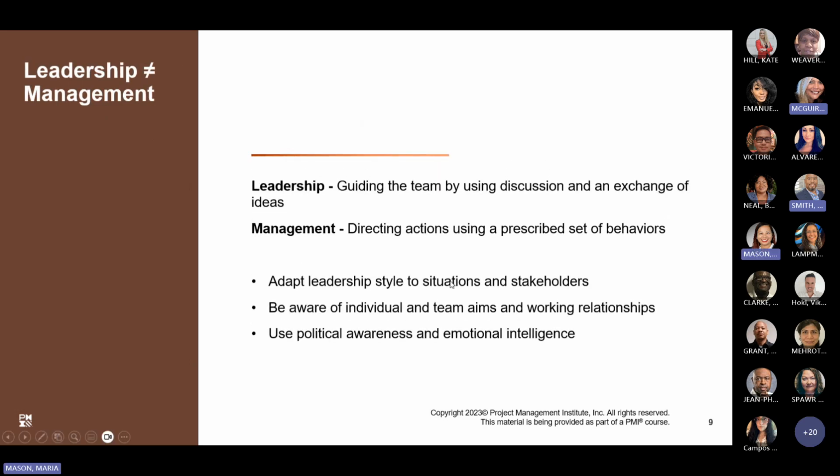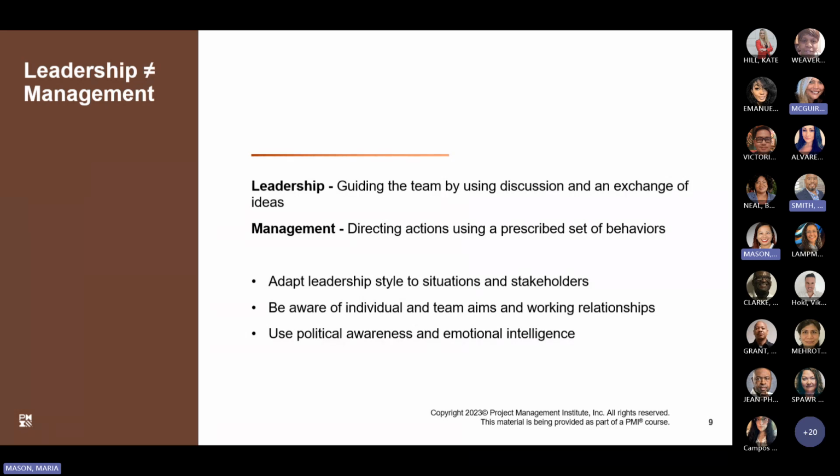Leaders and managers are not the same thing. Oftentimes you have to do both, but they're not the exact same thing. So leadership refers to guiding the team by using discussion and an exchange of ideas, where management is more about directing actions using a prescribed set of behaviors.